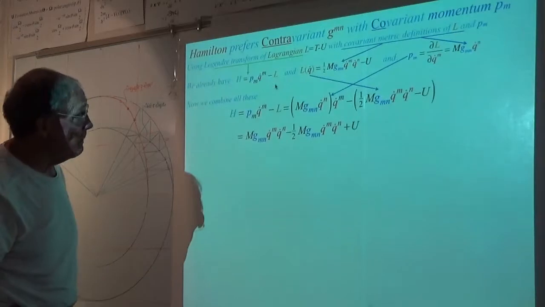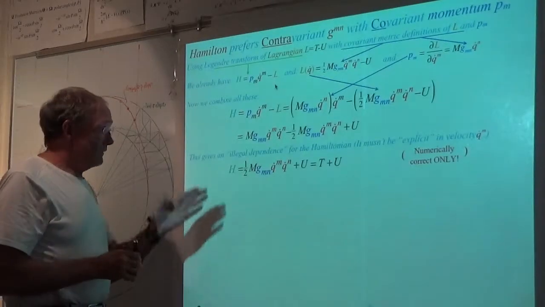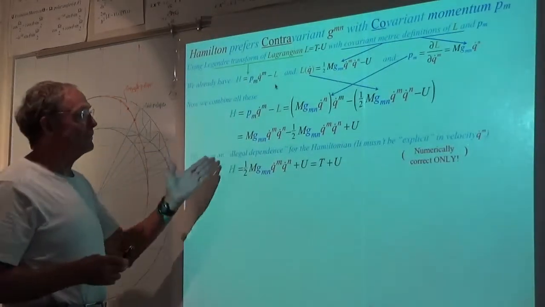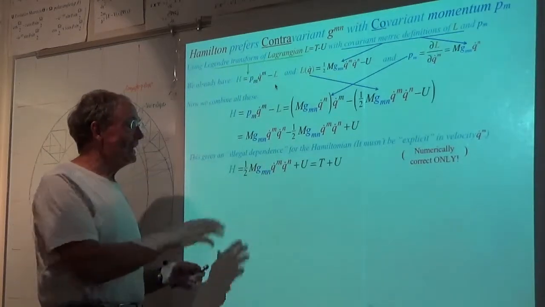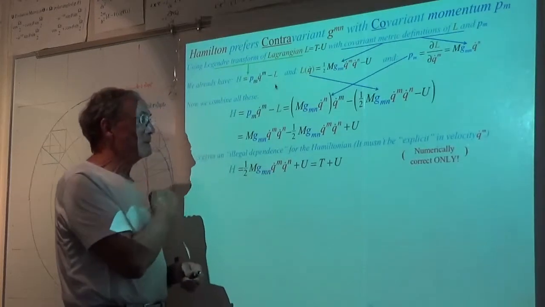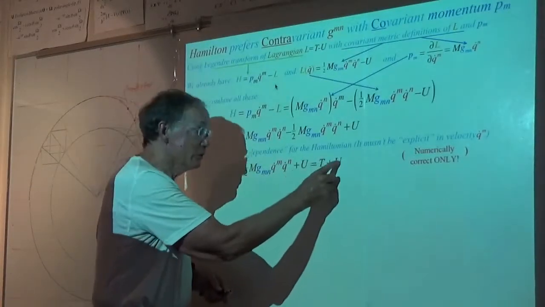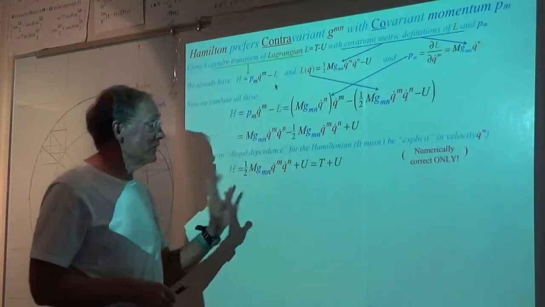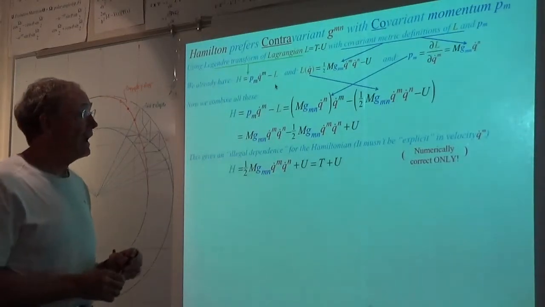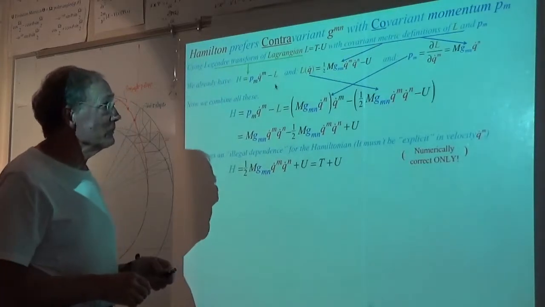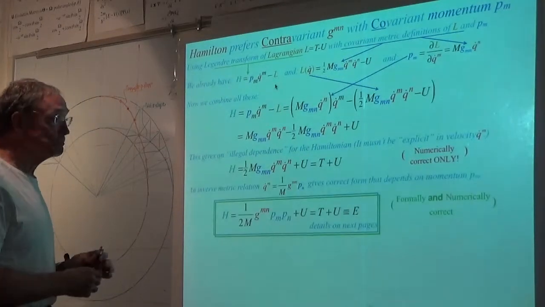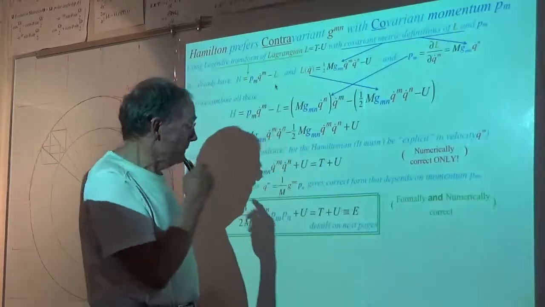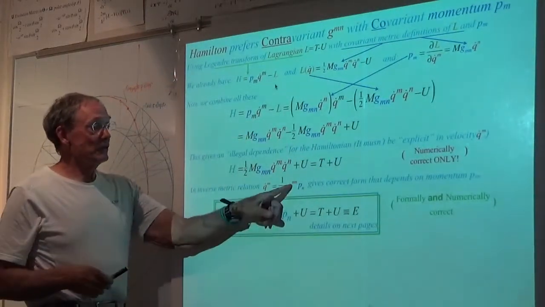Now, this illegal dependence here, we have now written the Hamiltonian as a kinetic energy plus U, okay? And this is numerically correct, but only numerically correct. This doesn't have the right differential behavior. I need to get this in terms of the momentum. And so I invert this metric relation. I do that using the contravariant metric.